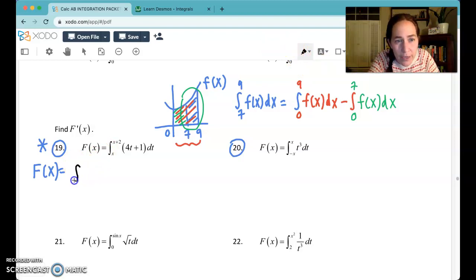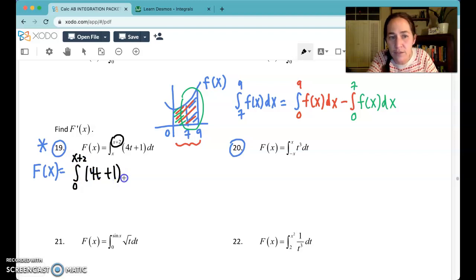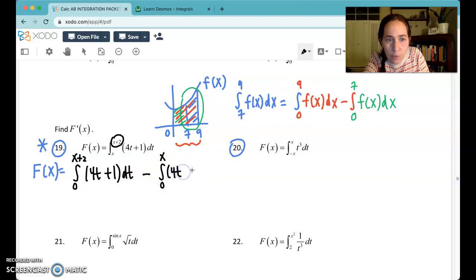So I'm going to go integral of the whole thing from 0 to the upper limit. So 0 to x plus 2, the variable expression, of 4t plus 1 with respect to t, minus, right, kind of like in the format I put here, minus the integral that's just solely from 0 to x, okay, of 4t plus 1 with respect to t.